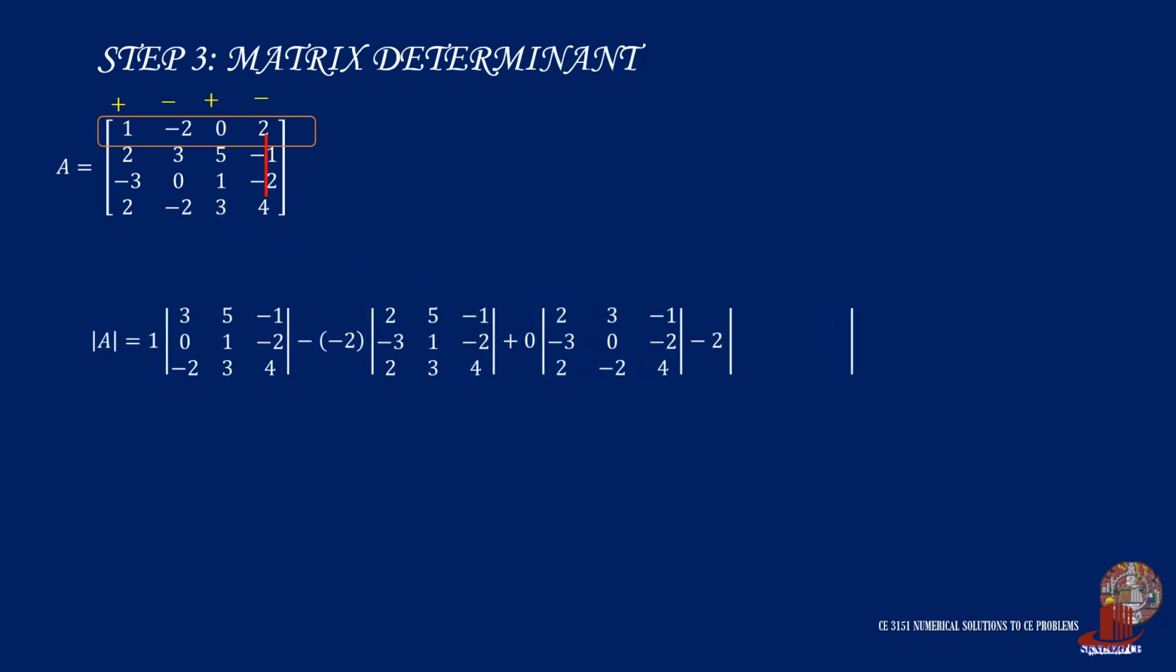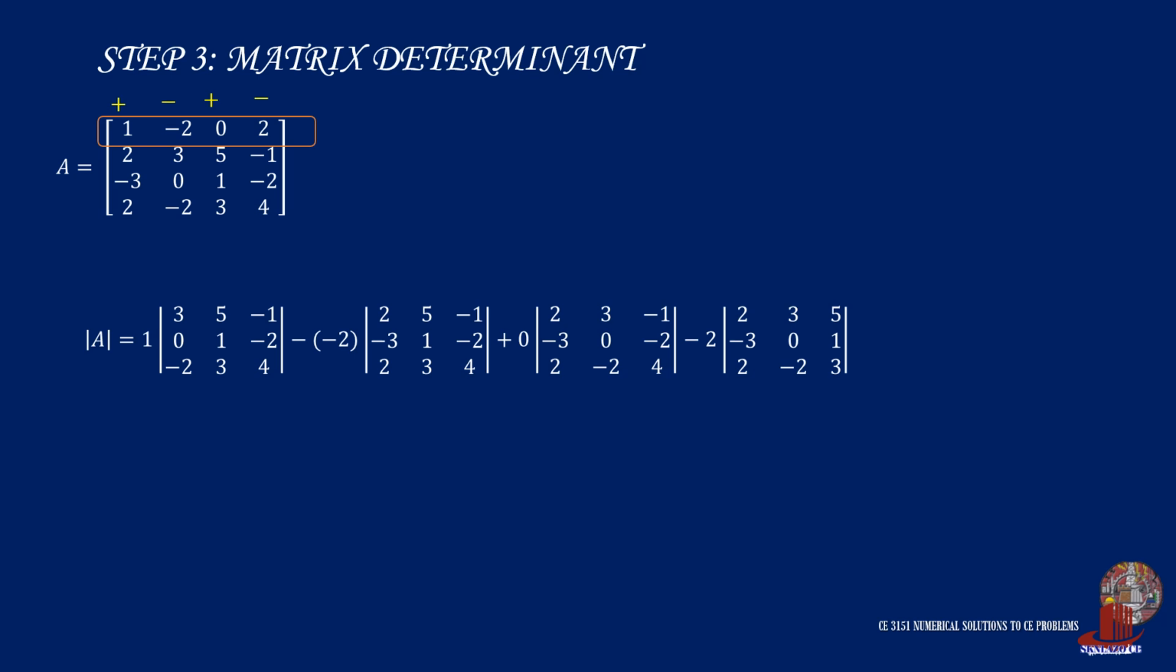Lastly, cover the fourth column for the last term. The scalar is minus 2, and the elements are 2, 3, 5, then negative 3, 0, 1, and 2, negative 2, and 3. When each determinant is simplified, the first comes out as 48, the second results to 71, the third is 10, and the last determinant is 67.